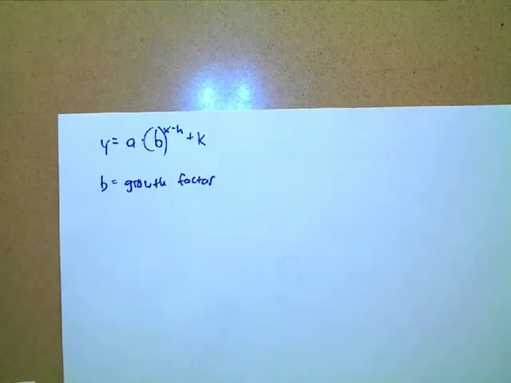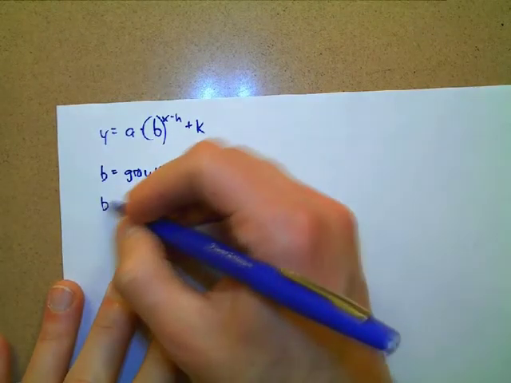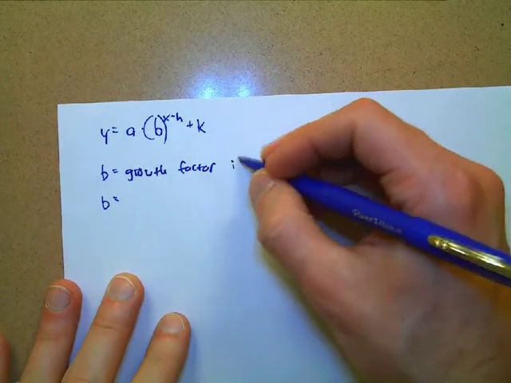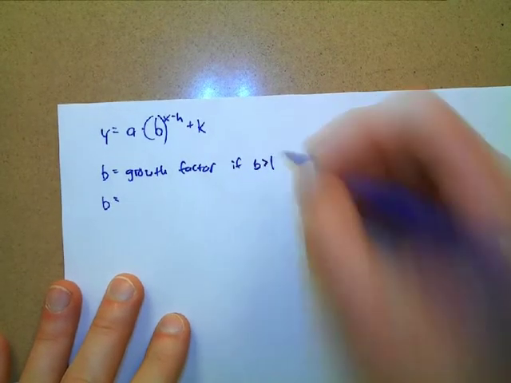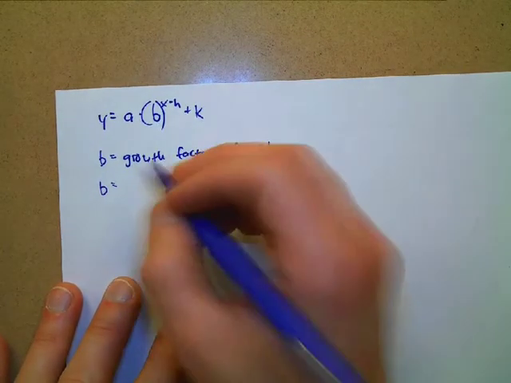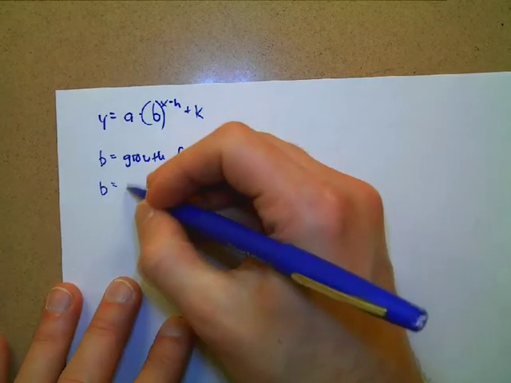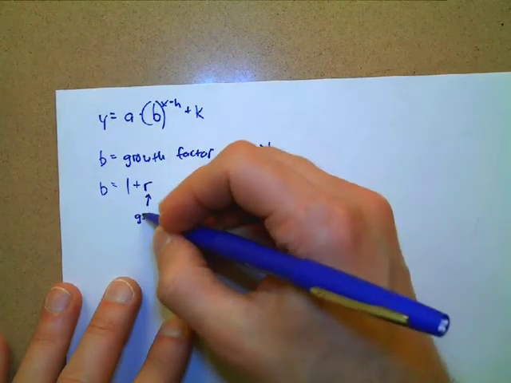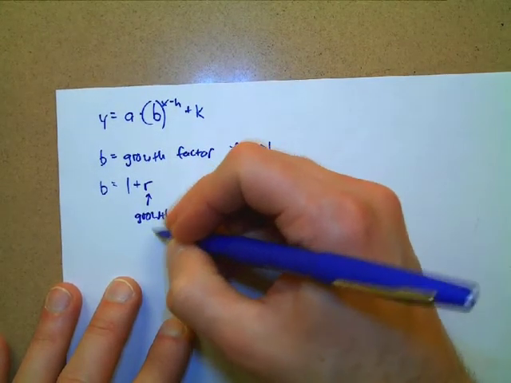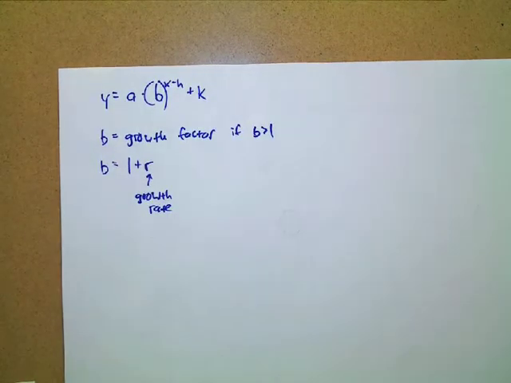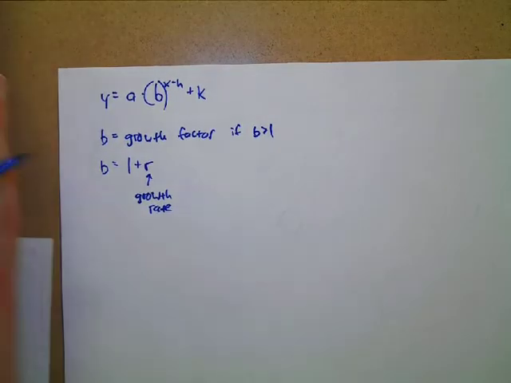This is something again from Algebra 1. If b is greater than 1, we call b the growth factor. If it's a growth factor, then b is equal to 1 plus r, where r is known as the growth rate. Do you guys remember this at all from Algebra 1?